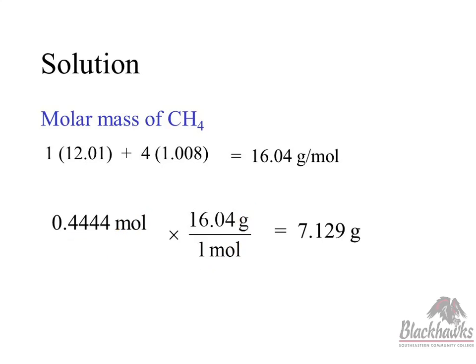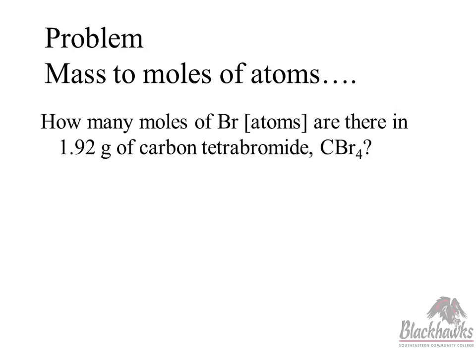So one more twist on the whole finding moles problem. I guess we could do it the other way around too. But the twist is that, let's just say we didn't want moles of molecules. We wanted moles of cute little atoms, little bromine atoms. So we're going to go from mass, 1.92 grams, to moles. But we don't want moles of CBr4. We want moles of bromine atoms.